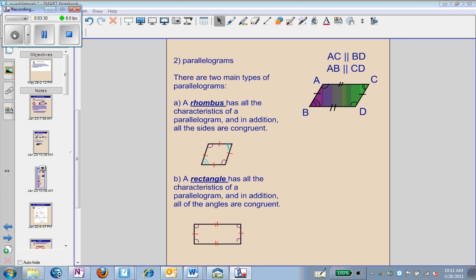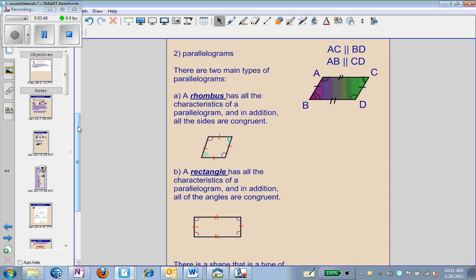A rectangle has all the properties of a parallelogram. So opposite sides are parallel. In addition, all the angles are congruent. And we know 360 divided by 4 is 90. So all four angles are 90 degrees. And opposite sides are congruent just like a parallelogram. So we'll notice with the rhombus, we keep the features of the angle where opposite angles are congruent. And with the rectangle, we keep the features of the sides where the opposite sides are congruent. But the rhombus has all sides congruent, and the rectangle has all angles congruent.